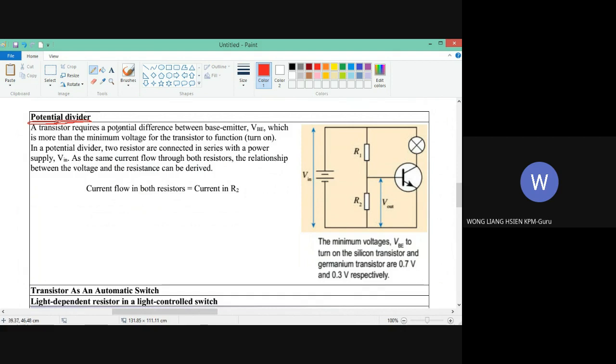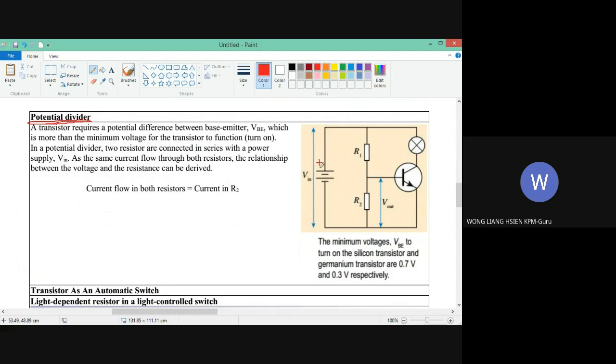It says here a transistor requires a potential difference between base and emitter which is more than the minimum voltage for the transistor to function, to turn on. In the potential divider, two resistors are connected in series with the power supply. So this is the input. And the same current flows through both resistors. The relationship between the voltage and the resistance can be written. So here we can turn on the transistor with just one power source.